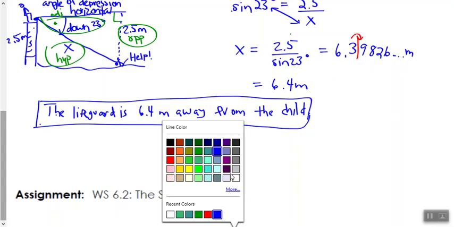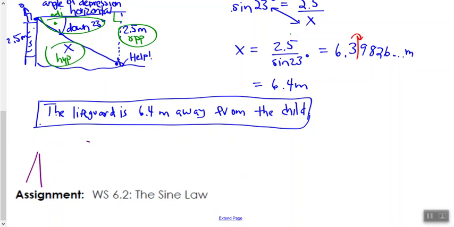One other way that we can draw this picture, and it might make a little bit more sense to you, so we're going to do it. So here I have my lifeguard sitting up here. Here is my child in the water, help me. Okay, here's the distance that the lifeguard will need to go. Here is the triangle that it probably seems more natural to use. So this is 2.5 meters high, and my angle of depression is still horizontal down. Okay, so this is 23 degrees.